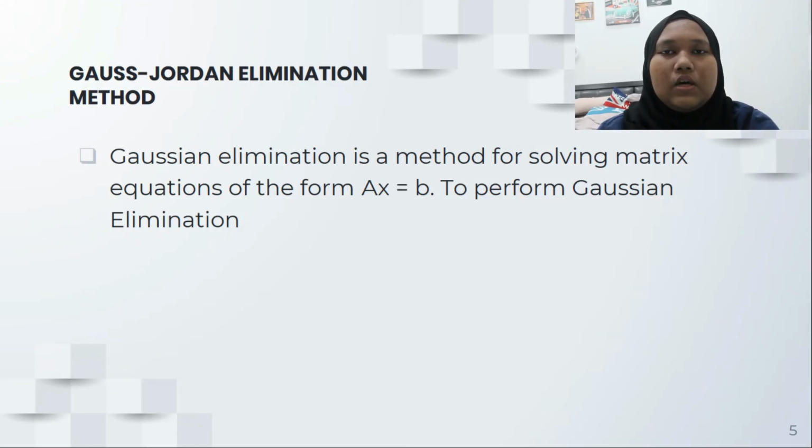In this project, we are using the Gauss elimination method. Gauss elimination is a method for solving a matrix in the form AX equal to B. There are a few steps to perform Gauss elimination.